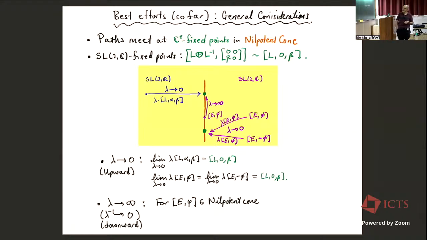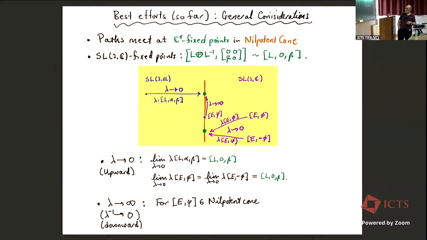So taking the limit as lambda goes to 0 sends you to a fixed point for the C star action. The C star fixed points, we can identify what they are. In the SL2R case, the fixed points all have this form. They're exactly the SL2R Higgs bundles where one of the pieces in the Higgs field is 0. And taking the upward flow scales that upper piece to 0. That's exactly what it does.